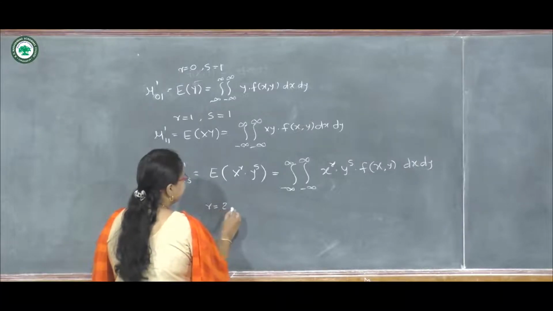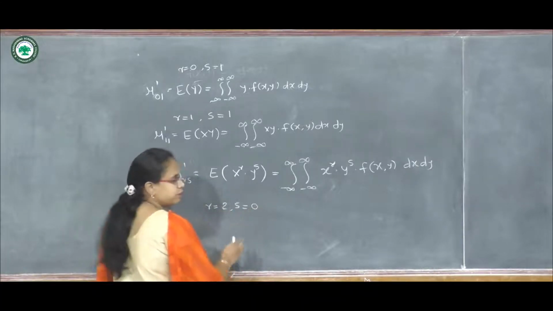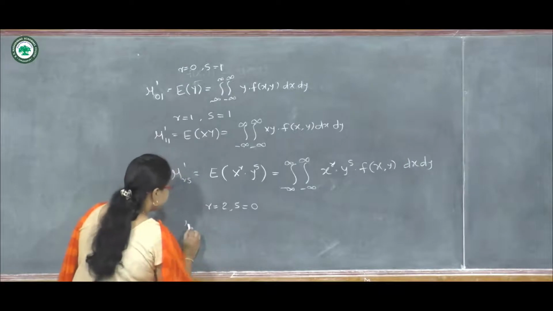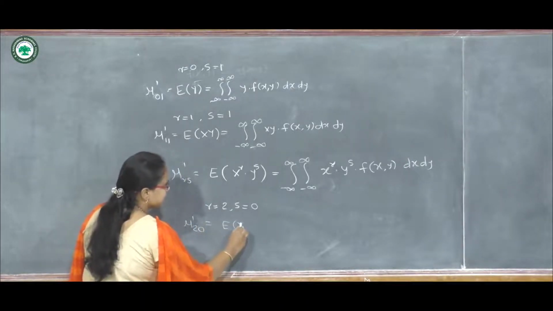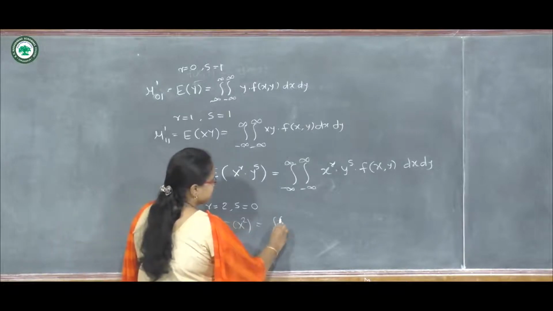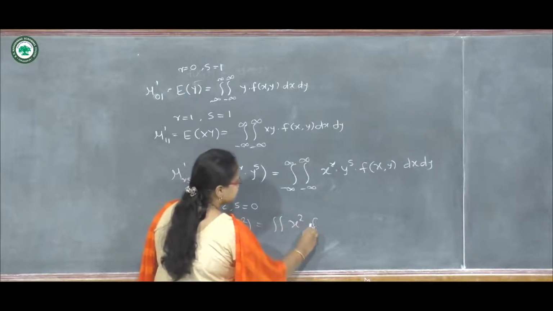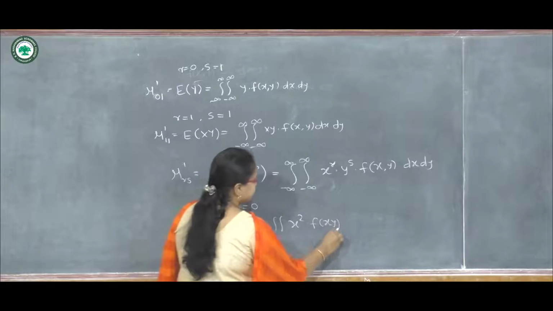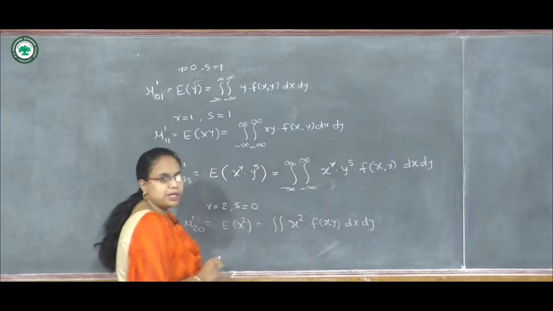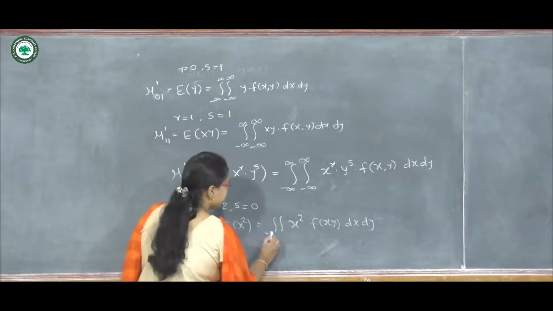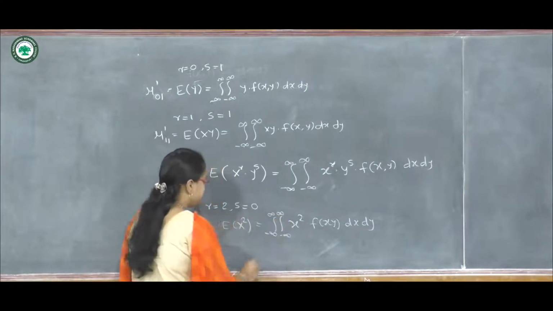r equal to 2, s equal to 0. So this will give us mu 2 0 dash, which is expected x square. So this can be calculated by this: double integration x square f of xy dx dy.